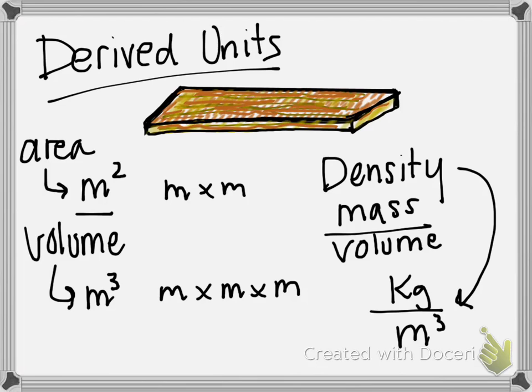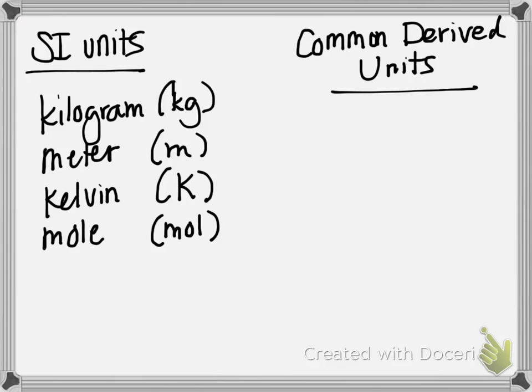You use derived units every day. When you talk about the speed of a car or anything else, miles per hour is a derived unit. Of course, in SI, we'd say meters per second. Okay, so let's review.